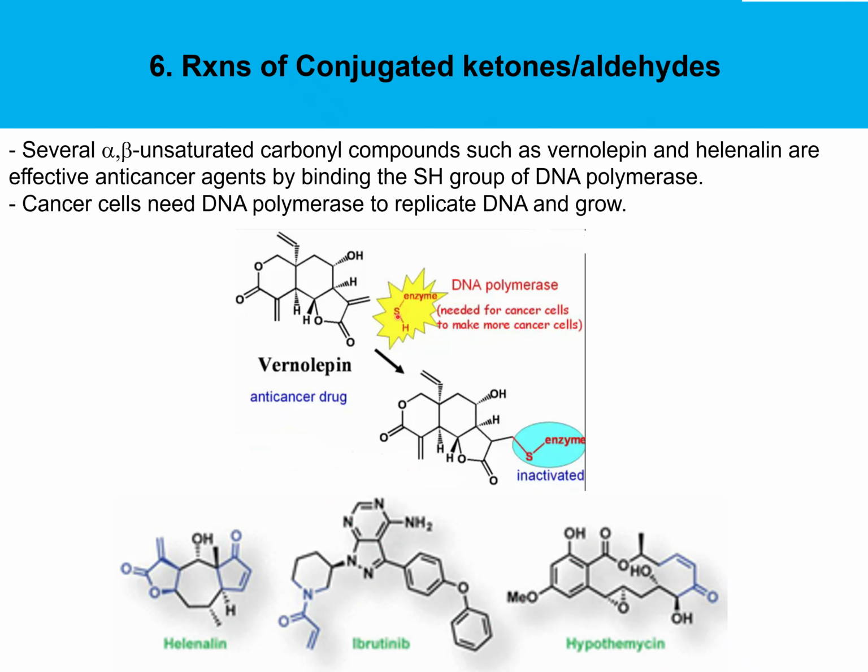However, if we throw in an anti-cancer drug such as this one here, that thiol group will add to the beta carbon of this alpha beta unsaturated carbonyl and be linked to it and therefore be inactive. So DNA polymerase will no longer be able to help cancer cells replicate. There are a few more examples shown here of other alpha-beta unsaturated carbonyl drugs that are anti-cancerous through the same mechanism. So we can see here an alpha-beta unsaturated carbonyl highlighted also here in blue. And then here we have a highlighted alpha-beta unsaturated ketone.